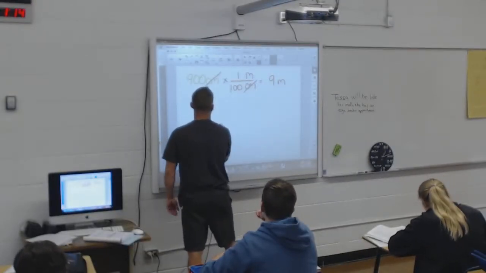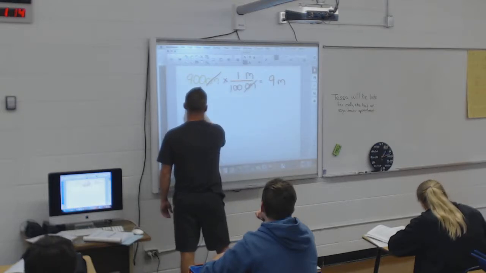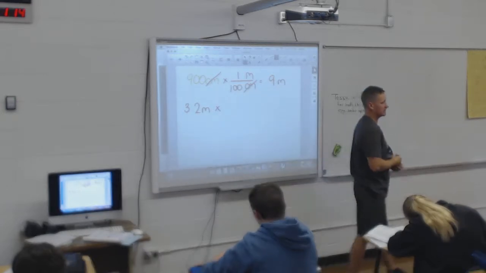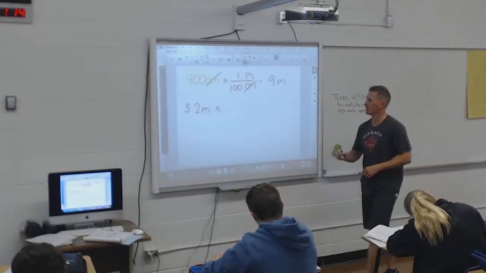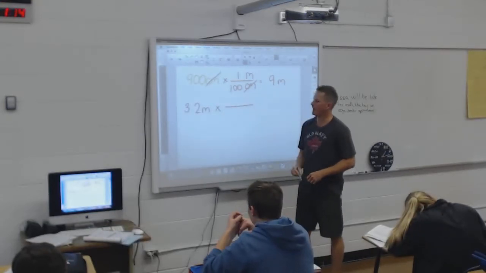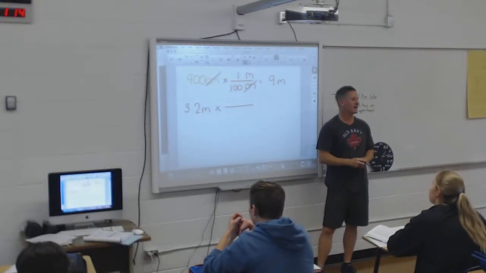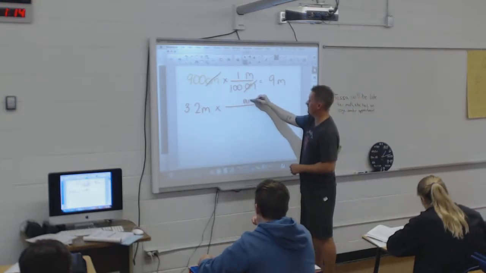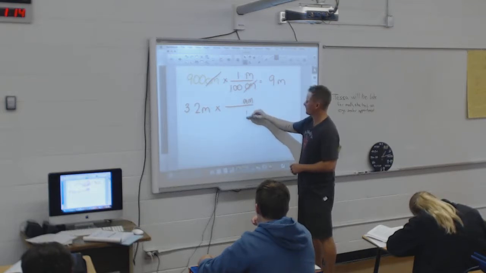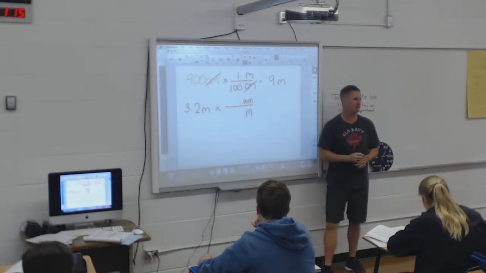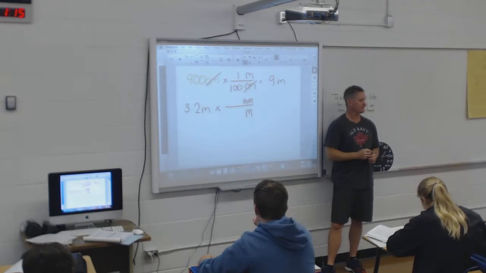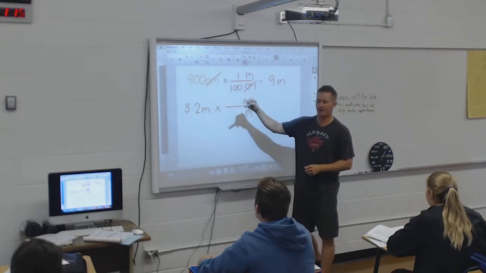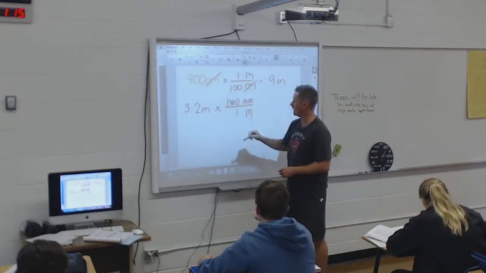Let's start this again. Now what I want to do is I have 3.2 meters and I want to change it to millimeters. So the first thing that I do is I draw a line, and on top goes the units that I want to get to. So what are my units I want to get to? Millimeters, they go on top. What's the ones I want to get rid of? Meters. What's the ratio of millimeters to meters? 1,000 to 1. How many millimeters? 1,000. 1,000 over 1.